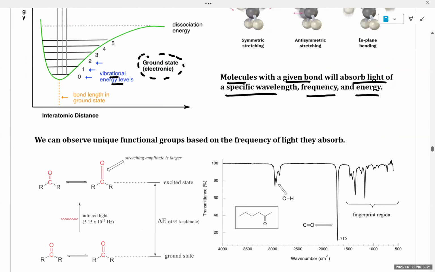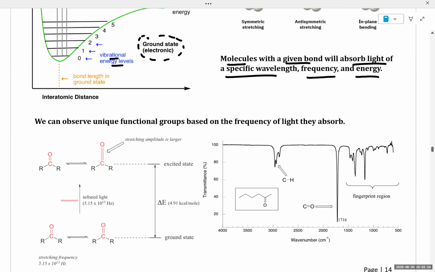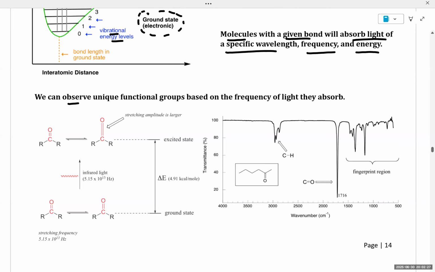The key point of infrared spectroscopy is that we can observe unique functional groups based on the frequency of light that they absorb. So for example, a carbonyl group will absorb light of a very specific frequency, and that will cause the carbonyl group to transition to a higher energy vibrational state. The carbonyl group can absorb light of a specific frequency and begin to stretch and move as part of that higher energy vibrational state.